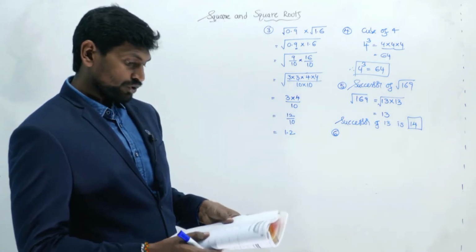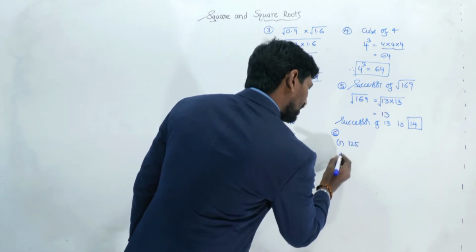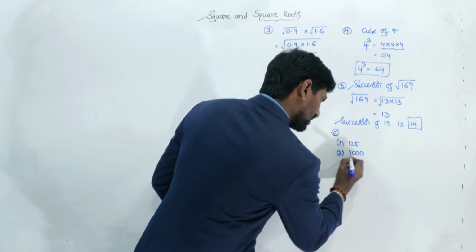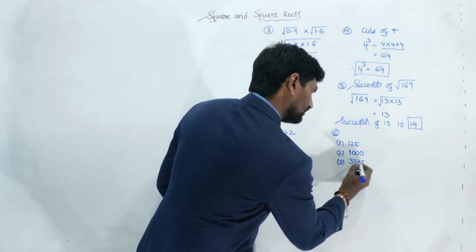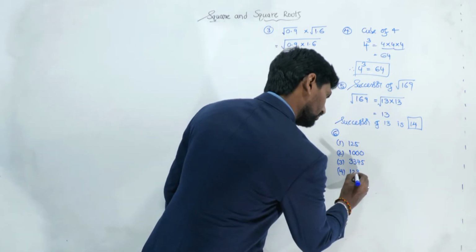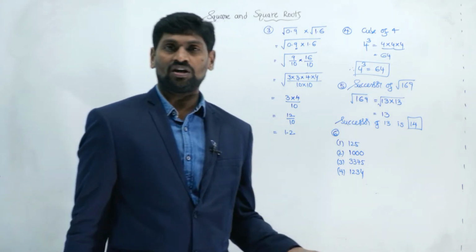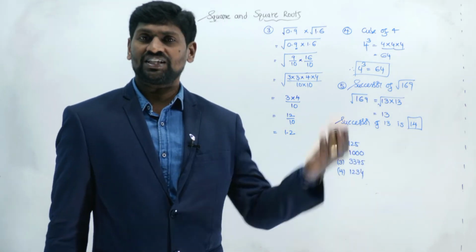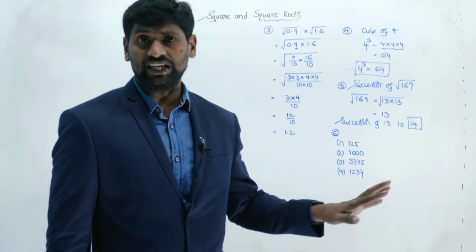So I am going through the options: 125, the second option 1000, the third option 3375, and the fourth option 1234. How do we find whether it is a cube number or not? I am taking the prime factors of these numbers. If the same number appears 3 times, I can conclude that it is a cube number. Otherwise, I cannot take it as a cube number.